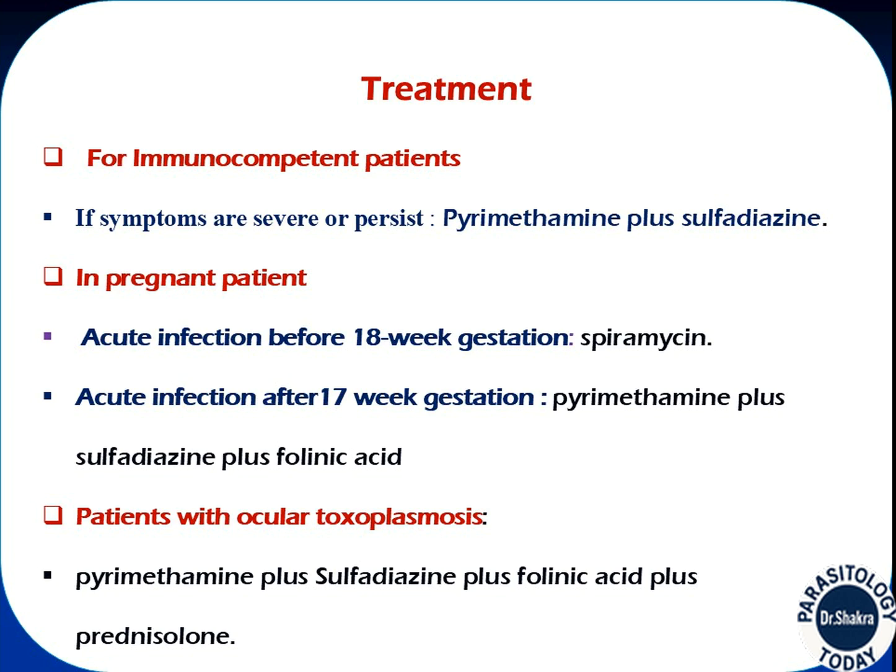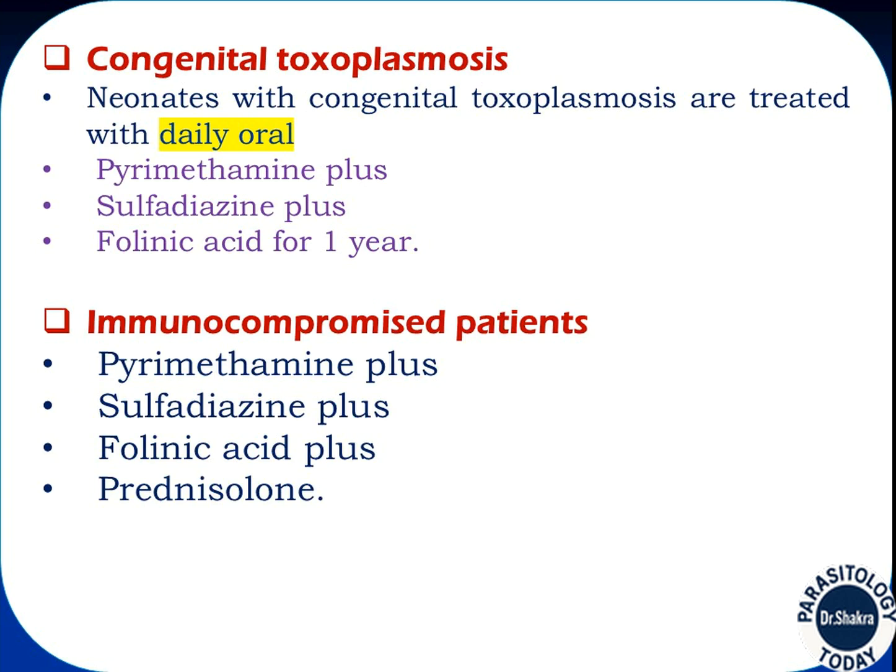Ocular toxoplasmosis is treated with the same combination plus prednisolone to control inflammation. Congenital toxoplasmosis in neonates is treated with daily oral pyrimethamine, sulfadiazine, and folinic acid for 1 year. Immunocompromised patients receive pyrimethamine, sulfadiazine, folinic acid, and prednisolone.